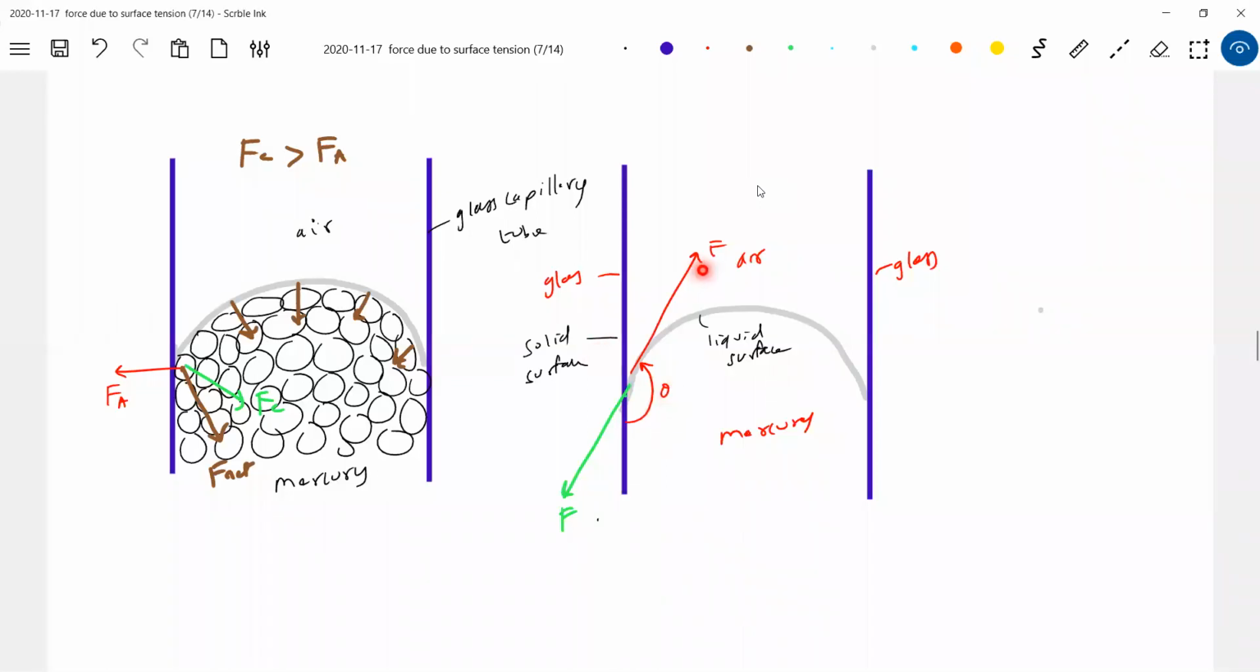And what is this F? Force exerted by the mercury on the glass. By the glass on the mercury will be like this here. Now, what about here? Here you should draw like this, tangential, because everywhere the force will be tangential. Newton's third law, action reaction, equal and opposite. This molecule exerts force on this molecule.